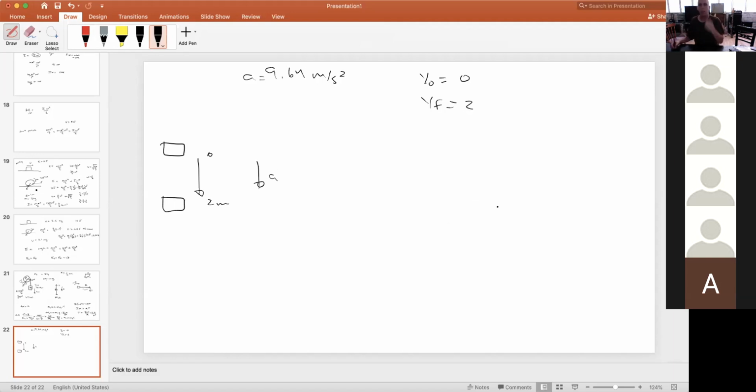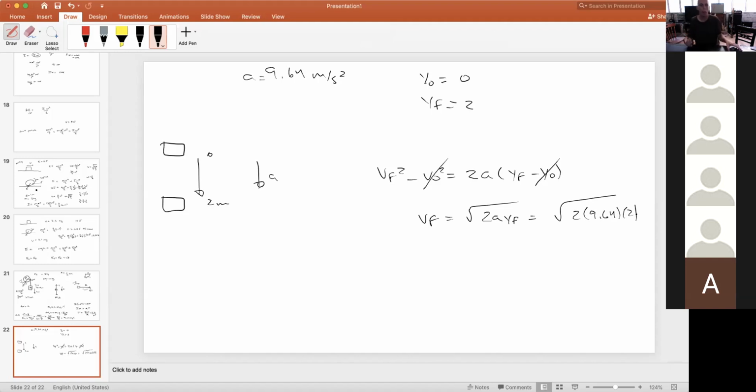Then they're both positive. Using the constant acceleration equations, I know that v final squared minus v initial squared is 2a times y final minus y initial. Starting from rest, I get that v final is the square root of 2a y final, which is 2 times 9.64 times 2. That would be the square root of 4 times 9.64, which is 6.2 meters per second. Okay, all well and good.